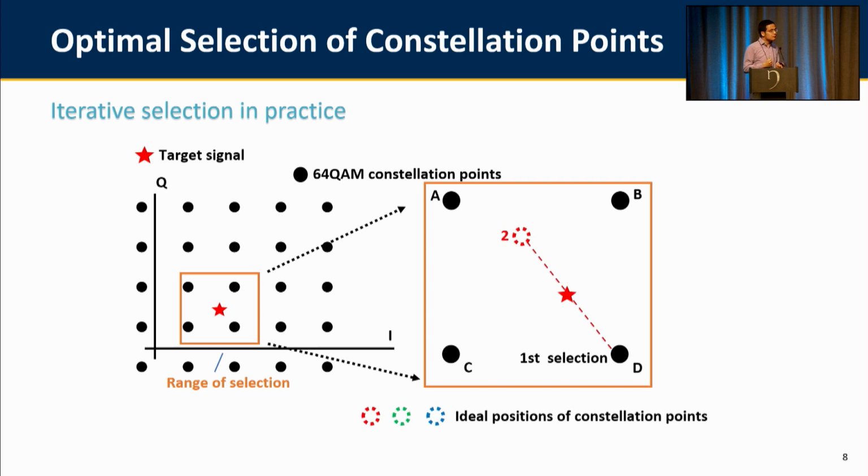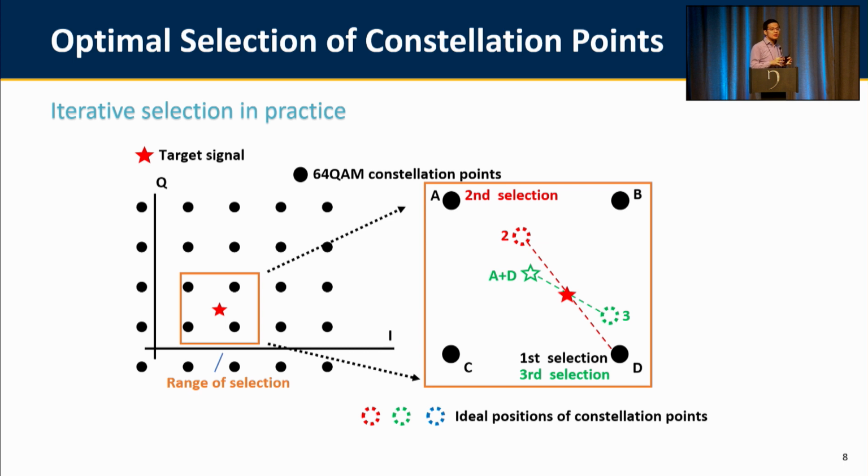And after that, we are considering, okay, if the first one has been D, then if we want to precisely approximate the target signal, the ideal position of the second selection could be computed as the reverse of the geometrical combination. So in this case, it will be the red dot position. But you can see this ideal position will never match any of the available constellation points, right? So then our second selection will be the closest constellation point to this ideal position. In this case, it will be A.